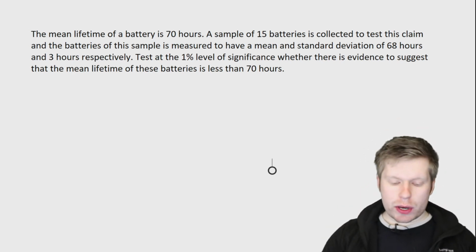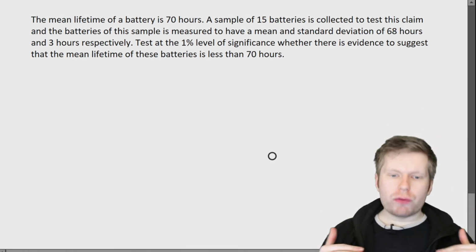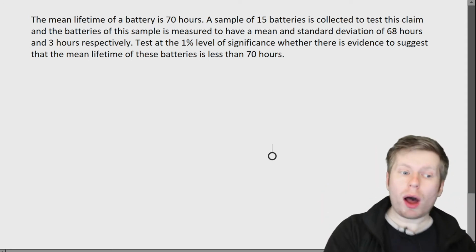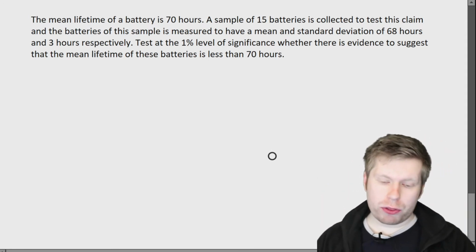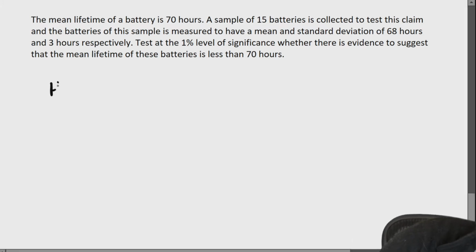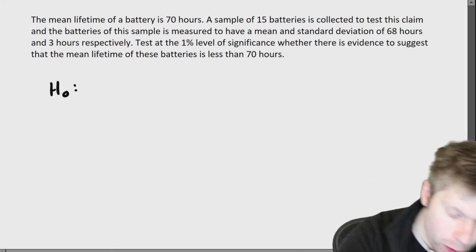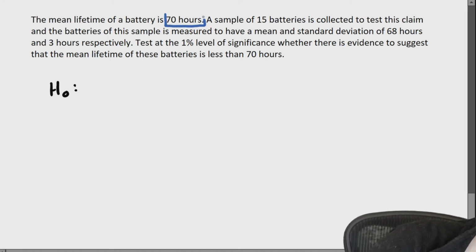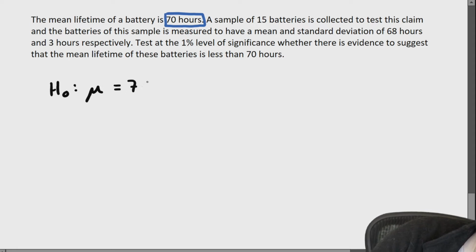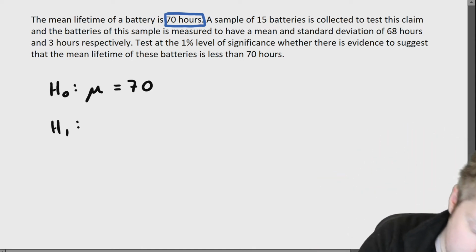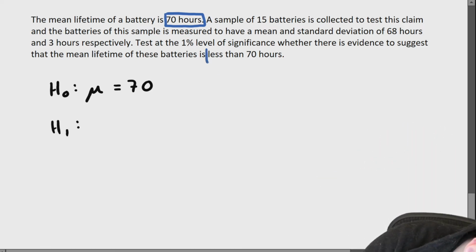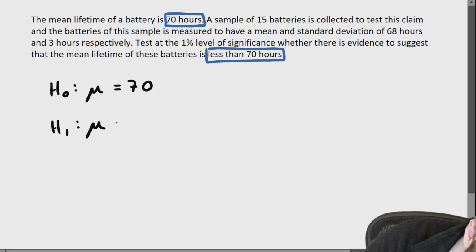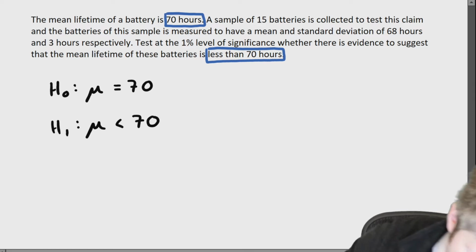The way in which we're going to set this question up is going to be slightly different. First of all, I always advise you to write down what the null hypothesis is and what the alternative hypothesis is as well. Let's read through it. The null hypothesis is that the mean lifetime of the batteries is 70 hours, so I'm going to write that down as the mean lifetime is equal to 70 hours. The alternative hypothesis is actually given to us in that last statement. We need to test whether the mean lifetime of the batteries is actually less than 70 hours, so the alternative hypothesis is that the mean lifetime is less than 70 hours.